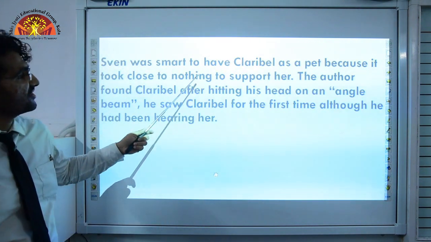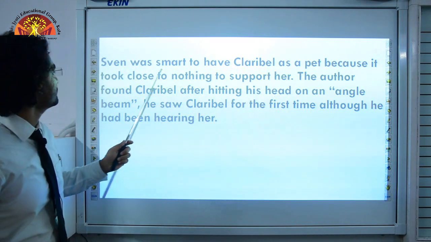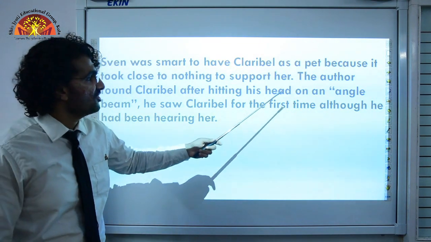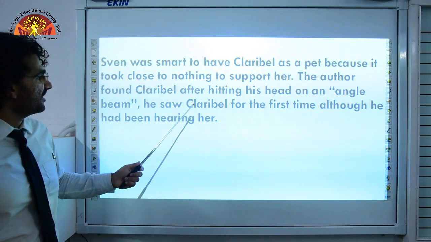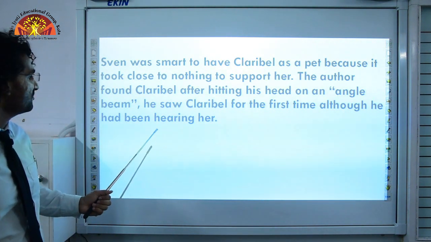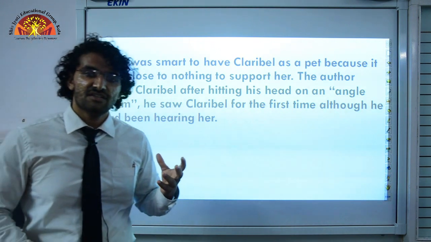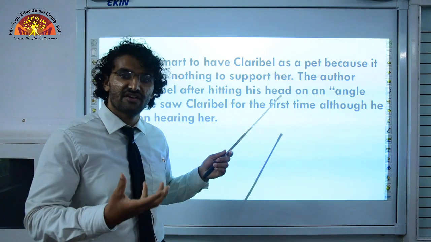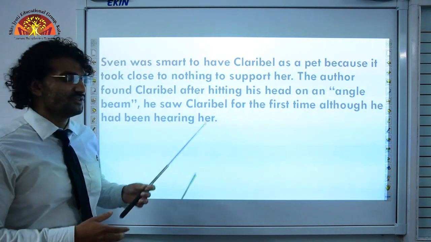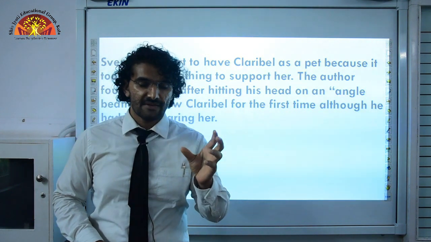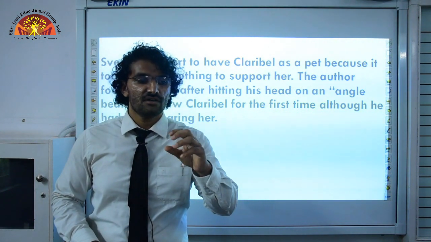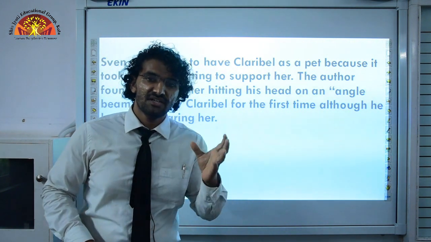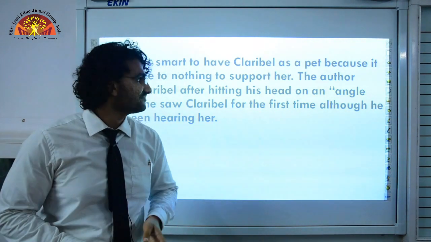So Sven was smart to have Claribel as a pet because it took close to nothing to support her. The author found Claribel after hitting his head on an angle beam. He saw Claribel for the first time, although he had been hearing her. It was so smart of Sven to have Claribel, the canary, as a pet, because you do not need to feed her too much. The maintenance of the pet is not very high.